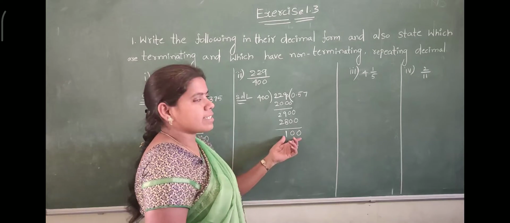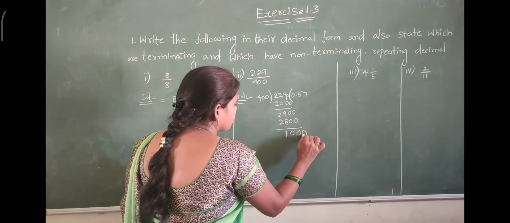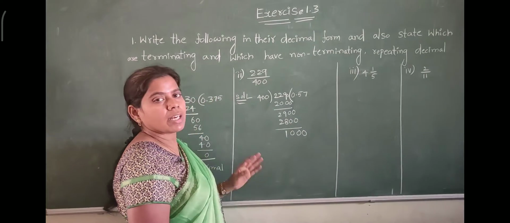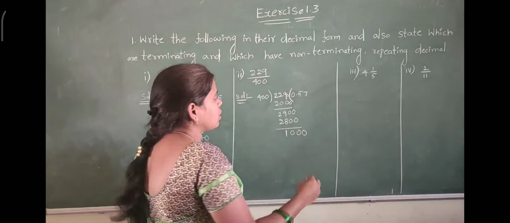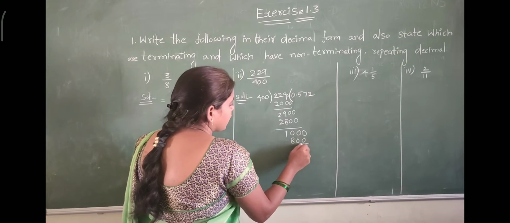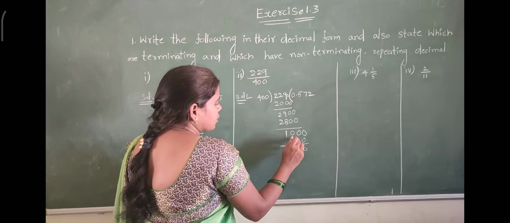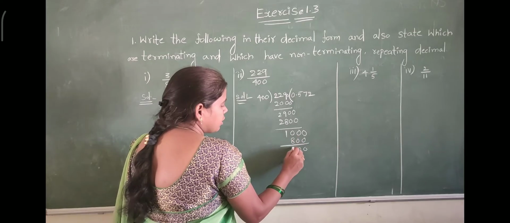100 is less than 400. That's why we can't divide. Again you have to keep 0. Again you have to recall the table. 4 ones 4, 4 twos 8. So 400 twos 800. Again you have to subtract, 0 minus 0, 0, 0 minus 0, 0. So 10 minus 8, 2.